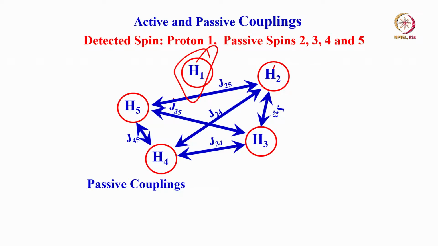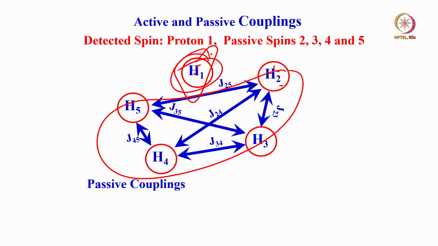These are called passive couplings. These passive couplings are not seen at the active site. At this proton site you only see the coupling between active and passive spins, but not among the passive spins. Remember what is active and passive coupling? Active coupling is the one where you see coupling between the active spin and passive spins. Coupling among the passive spins is called passive coupling, that is not going to be seen here.